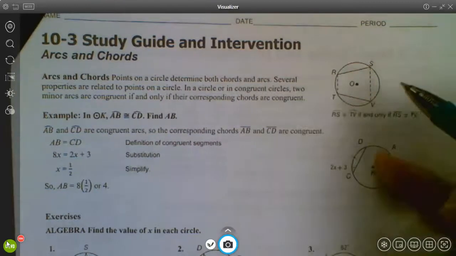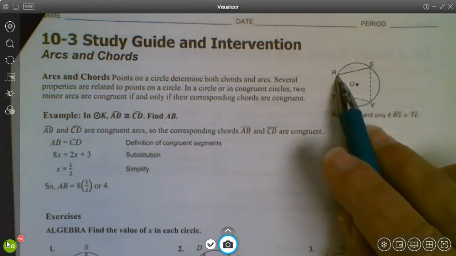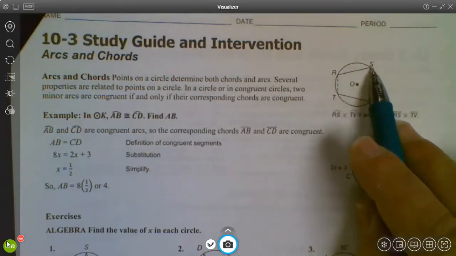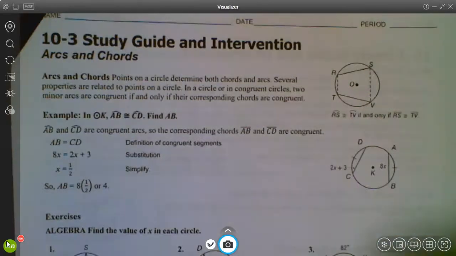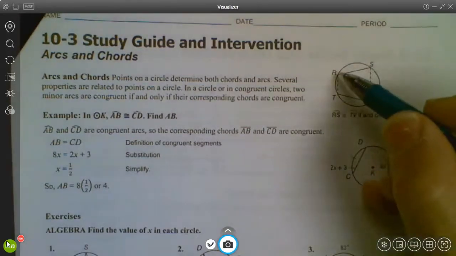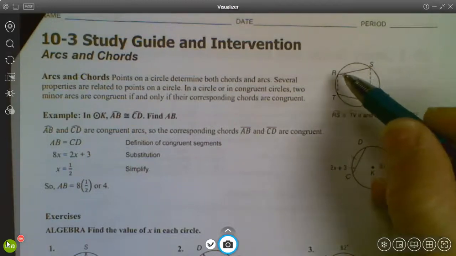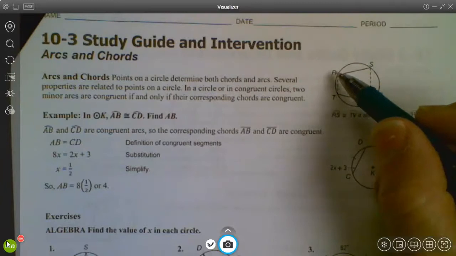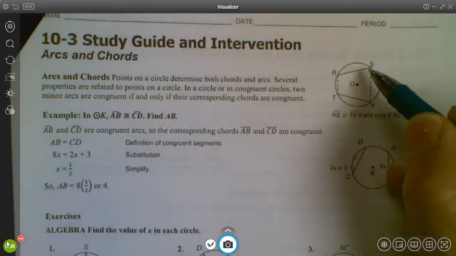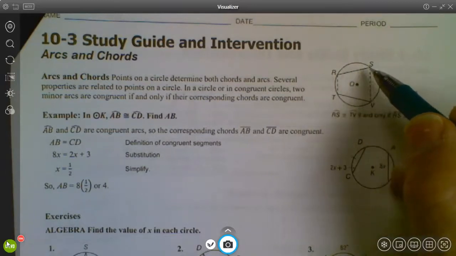So again, keep in mind, guys, what a chord is. A chord is any segment that goes from one point on the circle to another point on the circle. So that would definitely represent a chord. An arc is the piece of the circle sectioned off by that chord. So this would be chord RS, this would be arc RS, right?